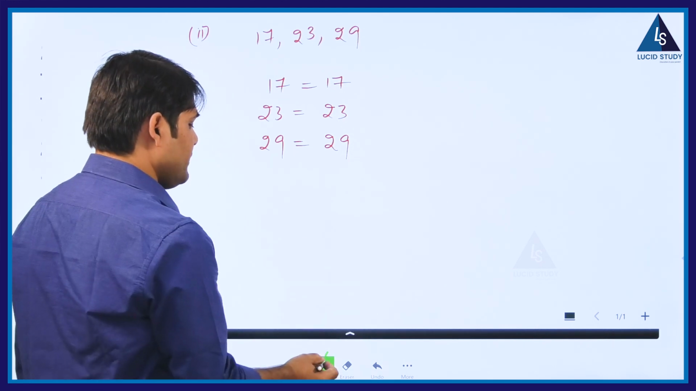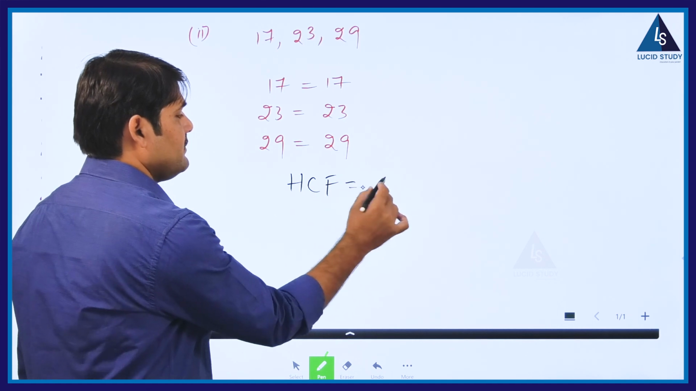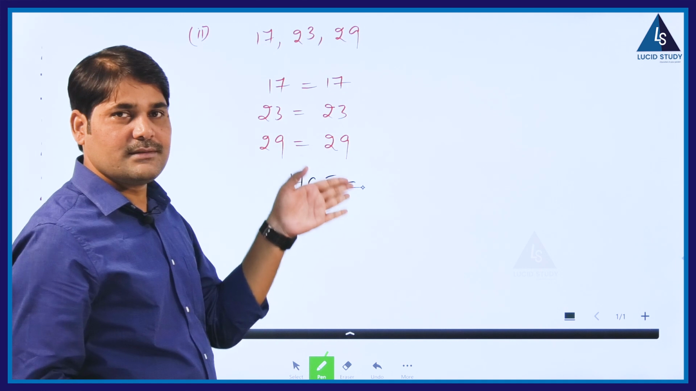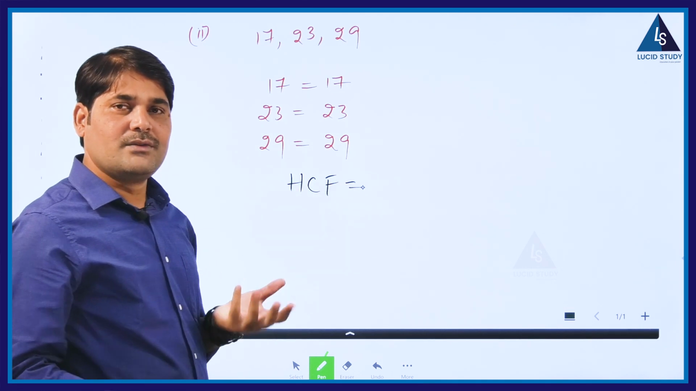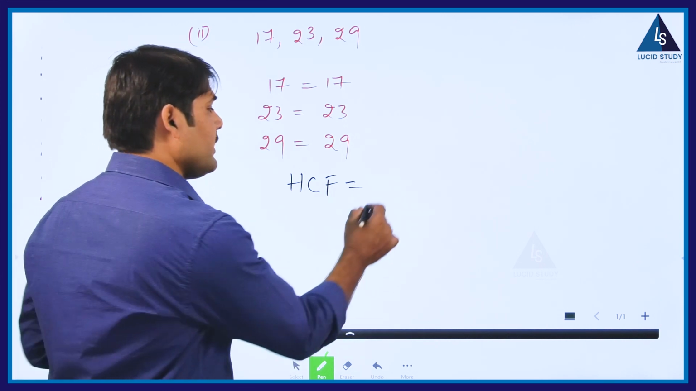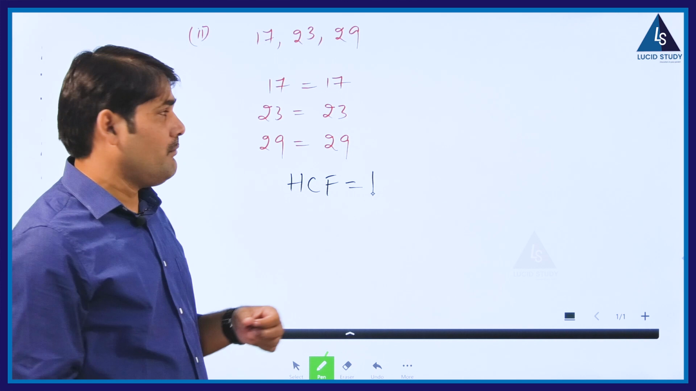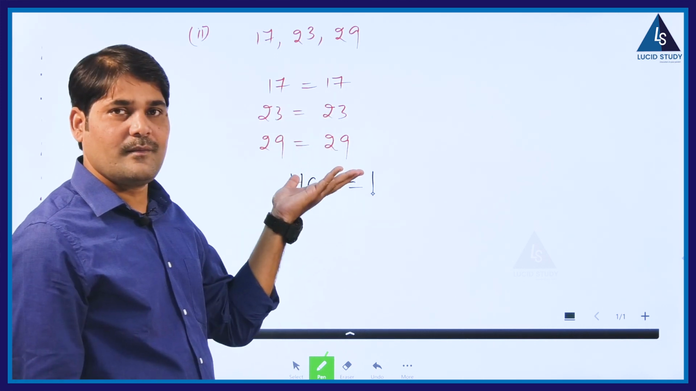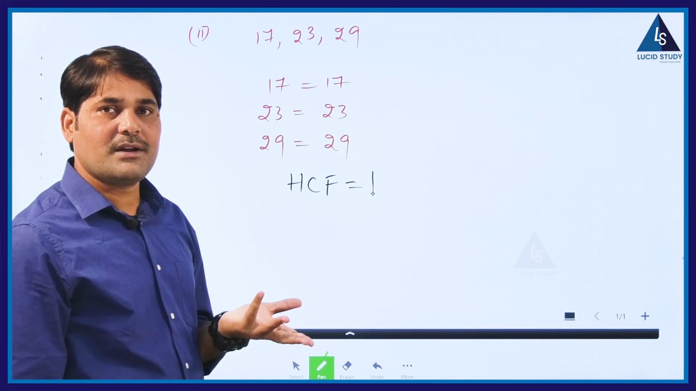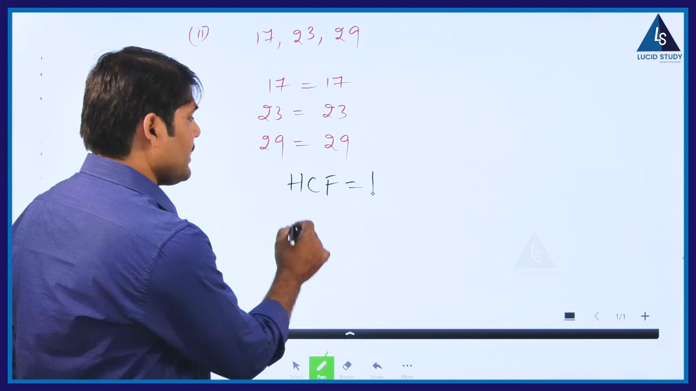Now we need to find the HCF. Tell me, what is the HCF? What is common in all these three prime factors? Nothing is common. So if nothing is common, we can consider the HCF as 1. Why did I consider 1 here? Because nothing is common. In 17, 23, 29, in these three, nothing is common in the prime factors. So we will consider the HCF as 1. And tell me, what about the LCM?